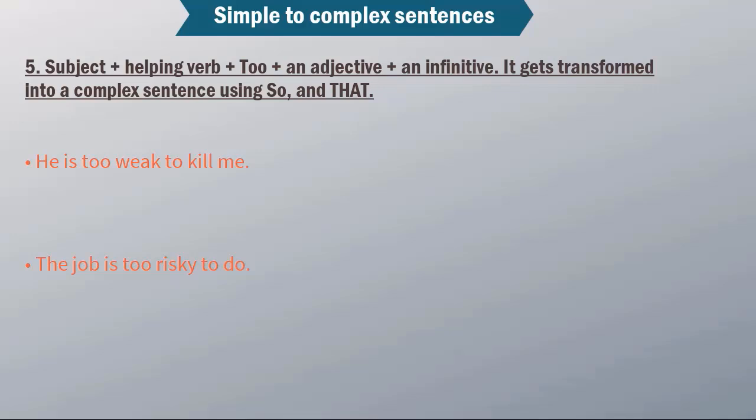We use these conjunctions, so and that, to form a complex sentence. Let me show you how. He is too weak to kill me. This job is too risky to do.